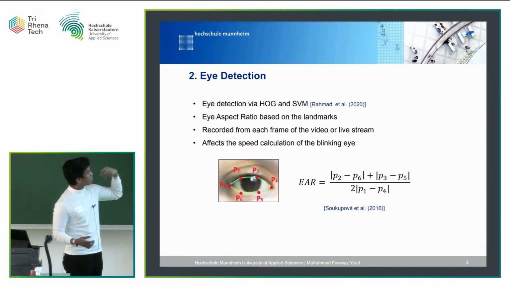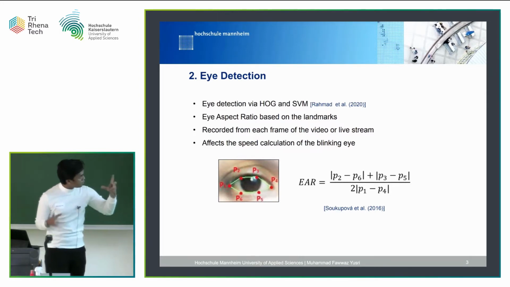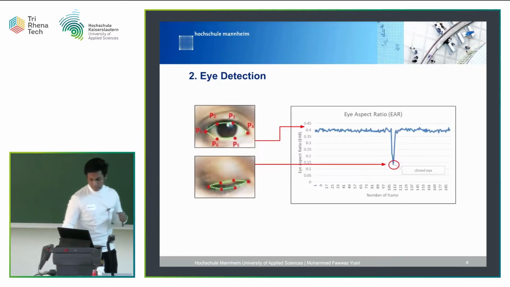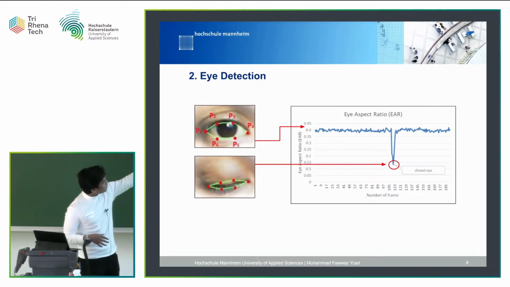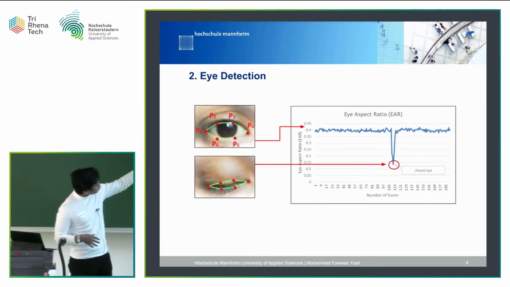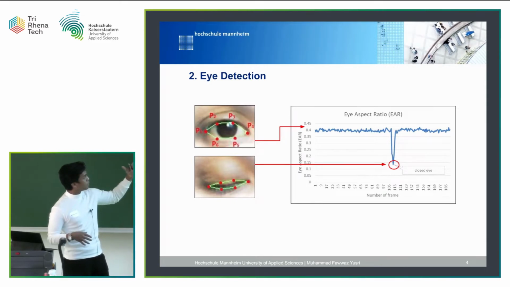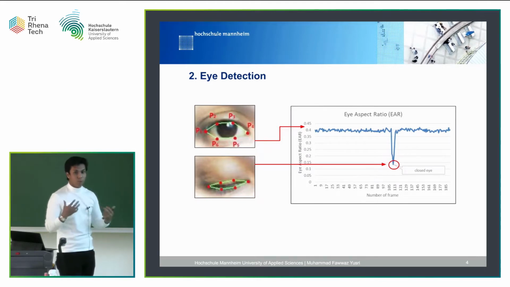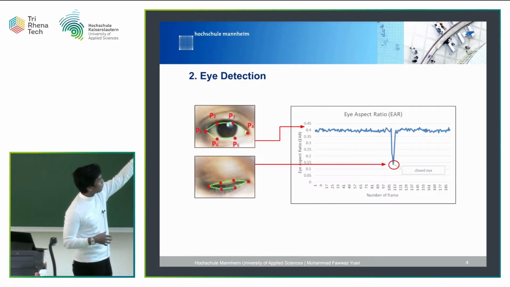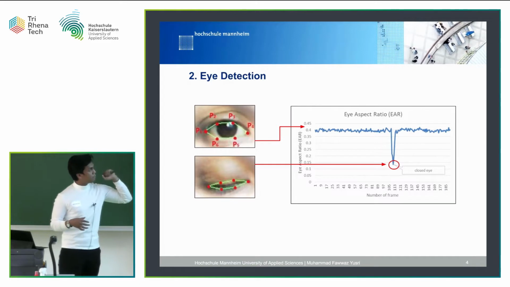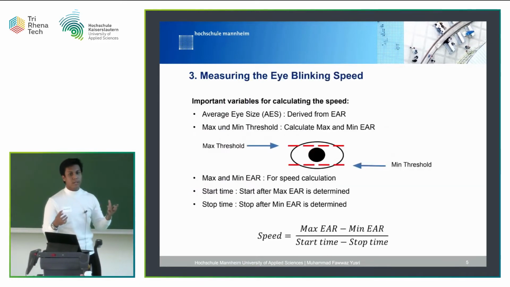So EAR, or eye aspect ratio, EAR is the short form for eye aspect ratio. And then this graph shows the behavior of the eye aspect ratio. It depends on the state of the eye. For example, if the eye is opened, then the value will be above 0.35. So when it closes, the value drops drastically until 0.13. But this value depends on the size of the person's eyes.